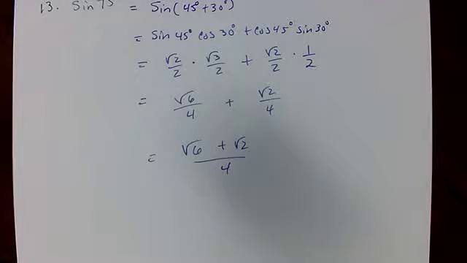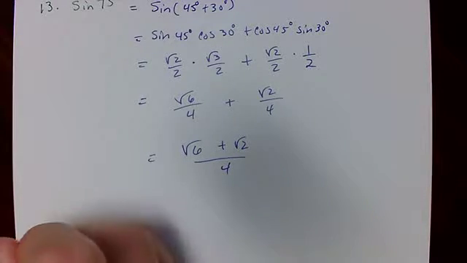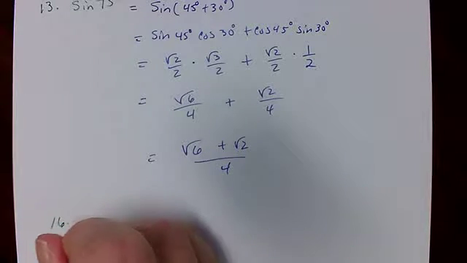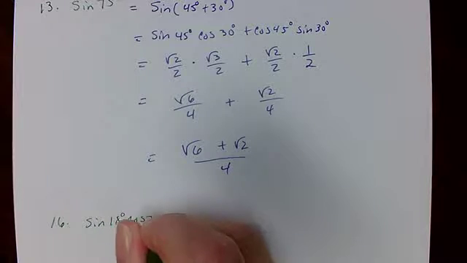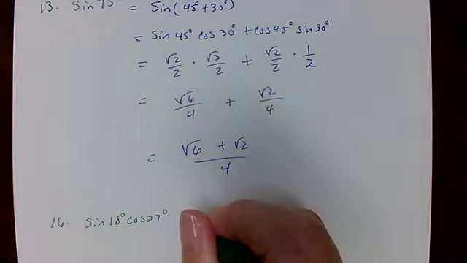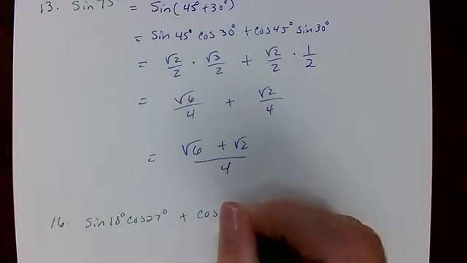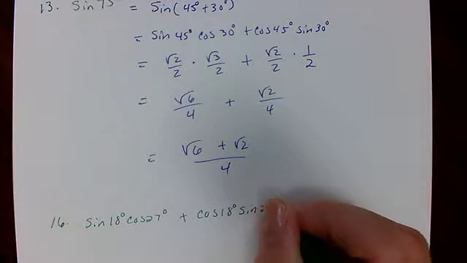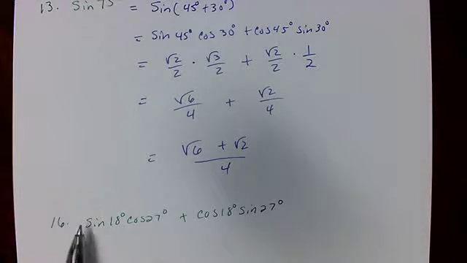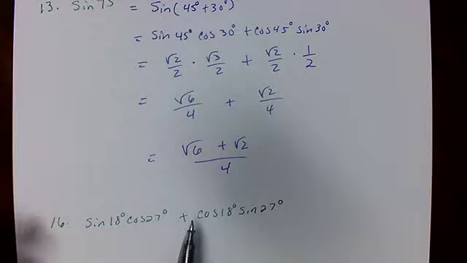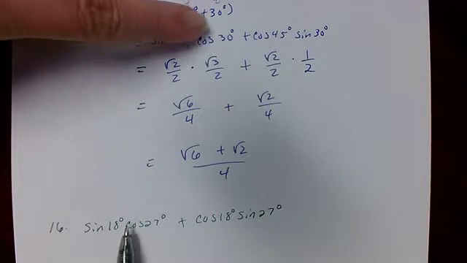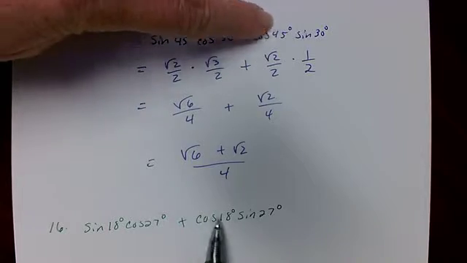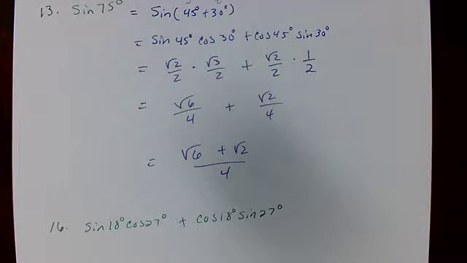The next problem we're going to look at is number 16. Here we have the sine of 18 degrees times the cosine of 27 degrees plus the cosine of 18 degrees times the sine of 27 degrees. So we have really the reverse of what we had in the previous problem, where we have the sine, cosine, plus cosine, sine. So we're going in the reverse order.